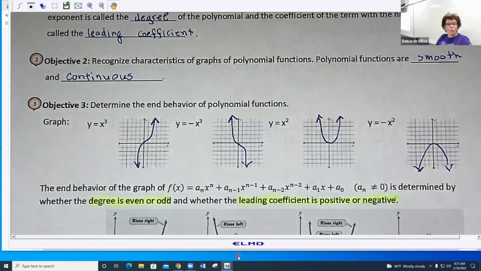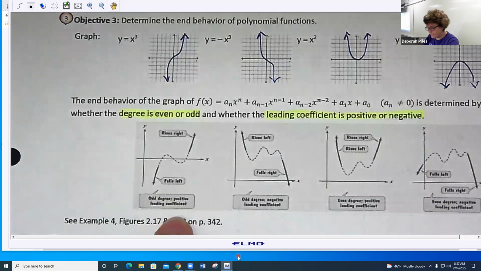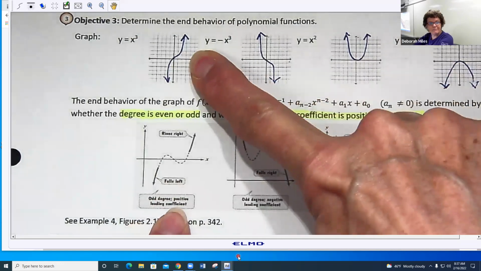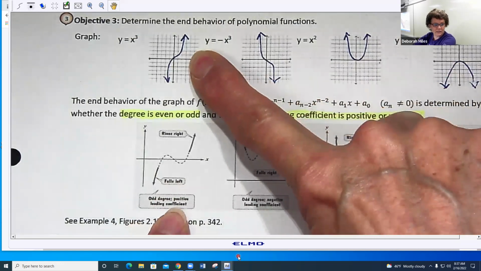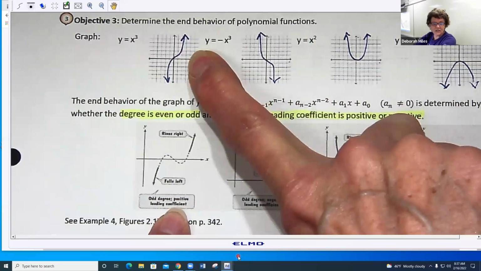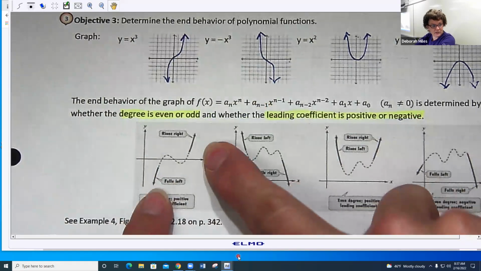So if you want to know what's going on with the function, at least on its ends, not in the middle, but on the ends, you look at the degree and the leading coefficient. It turns out that if you have an odd degree polynomial with a positive coefficient, at least on the ends, it's going to look like x cubed. It's going to be falling on the left and rising on the right. It doesn't matter whether that's x to the 9th or x to the 11th or x to the 99th. It's still doing this on the ends.